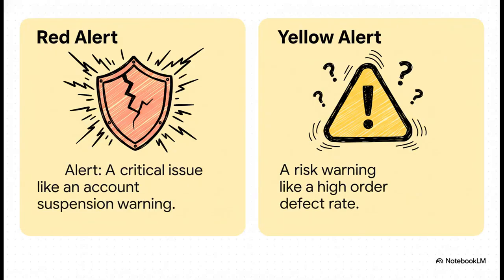And this just highlights the difference perfectly. A red alert could literally be a direct warning that your account is at risk of suspension. A yellow alert, on the other hand, might be something like a high order defect rate. See the difference? It's not a full-blown emergency yet, but it's a huge warning sign that you need to jump on before it escalates into something that does get you suspended.